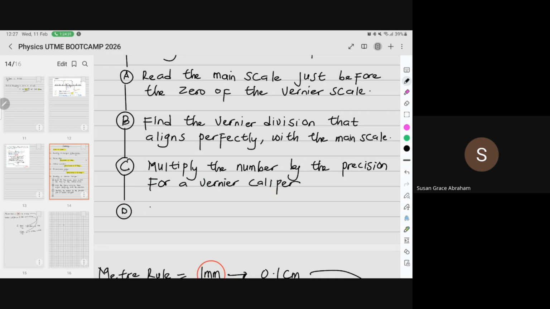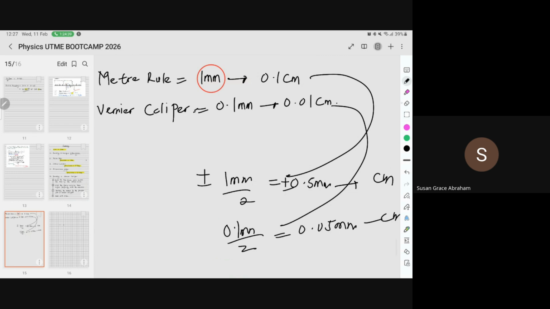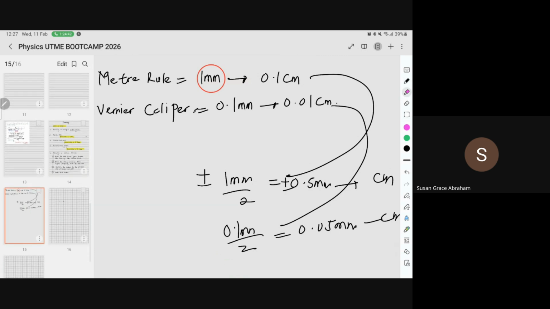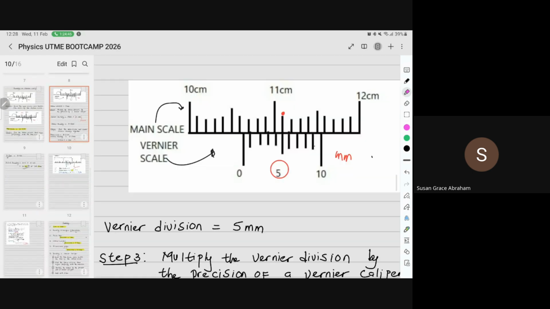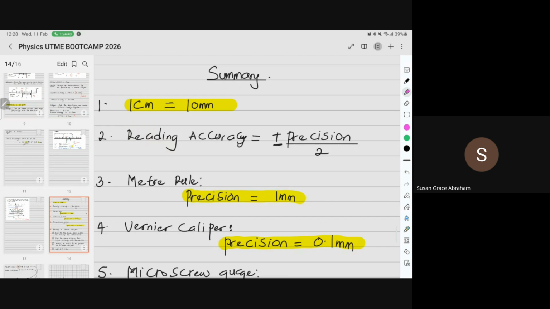And then finally, add both values. All right, so these are the things we learned today. Is that not so? So always make reference to this summary for all you need. All right, guys, so that's it. We are all good, right?